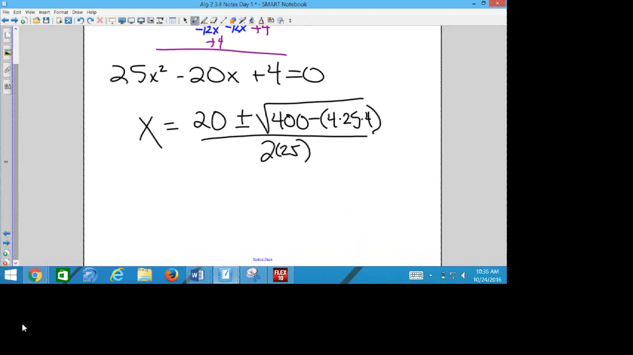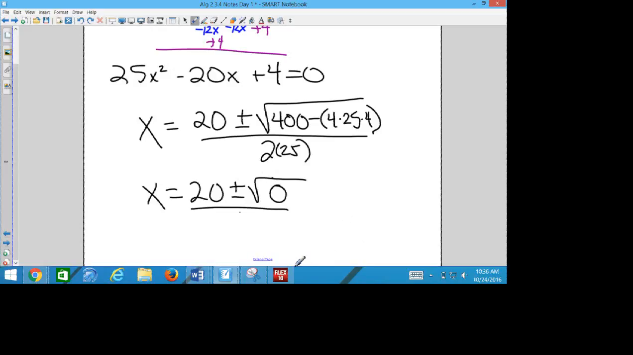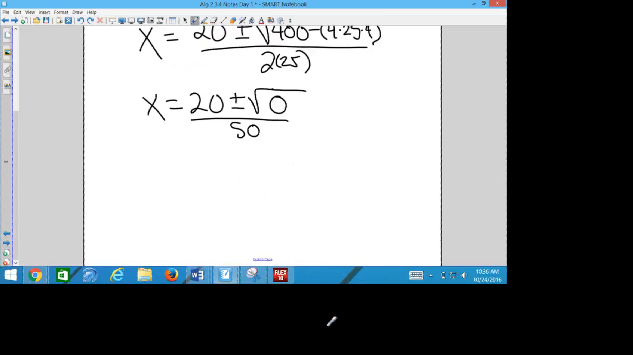Now I know I'm calculating these quickly, but you can calculate on your own time. We're really just going through the motion of doing the quadratic formula over and over again. I now have 20 plus or minus the square root. When I calculate this, I get 400 minus 400, which is 0, over 50. What is the square root of 0?